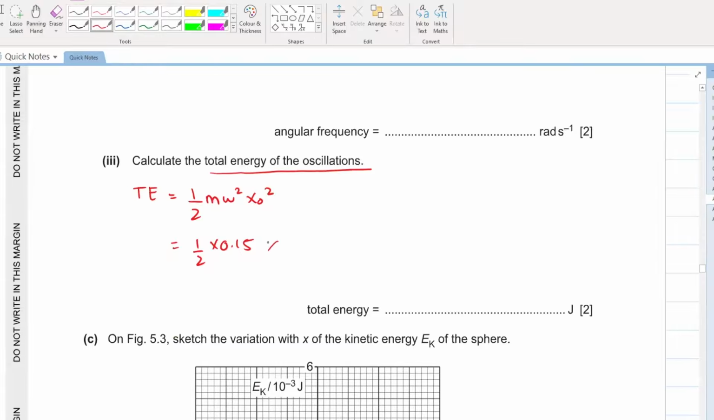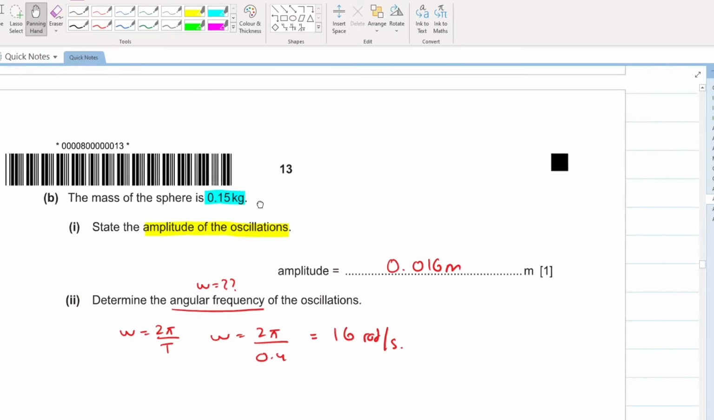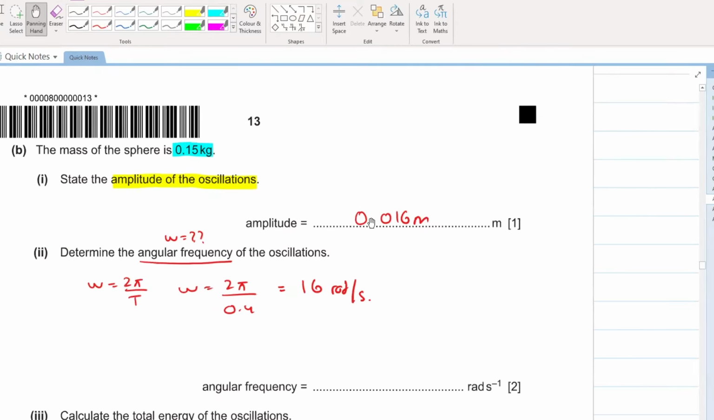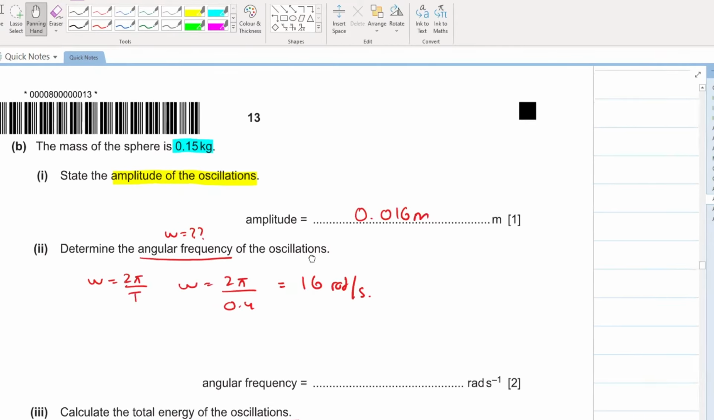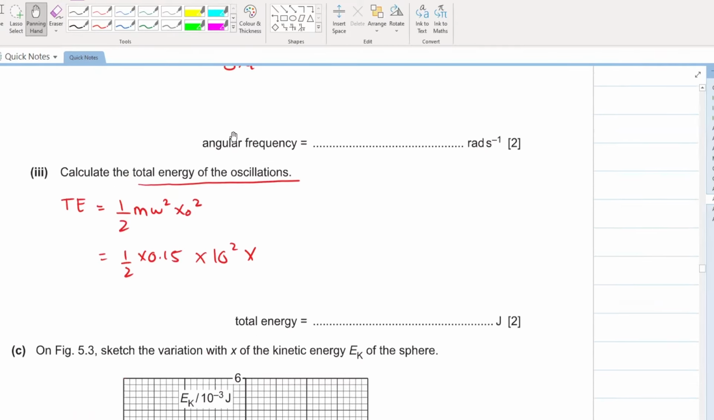Let's place a square of it here. Do you have X naught? Yes, you do have X naught. X naught is your amplitude, 0.016. Take it and multiply it here, 0.016 squared. What does your total energy come out to be? 4.7 into 10 raised to the power of minus 3. 4.7 times 10 raised to the power of minus 3 joules is your total energy.